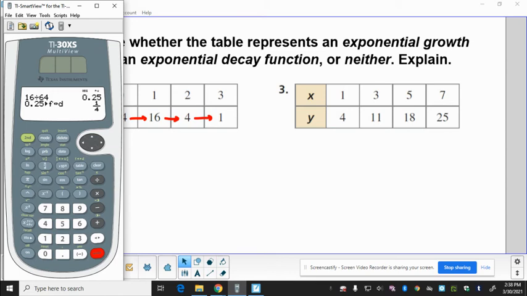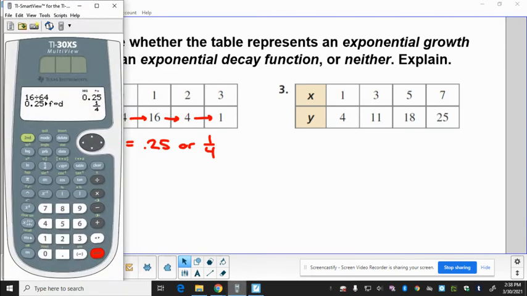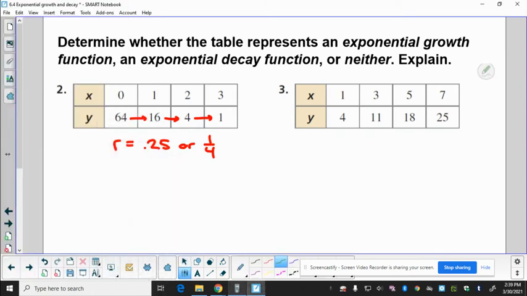Let's see if that works. So I'm thinking that the common ratio is 0.25 or 1/4. Is it? Let's test it. Let's see if I get all the numbers from that table. So I'm going to put the first number in, press equals, and then begin the pattern. Multiply it by 0.25 or 1/4. Do I get 16? Do I get 4? Do I get 1? I sure do. So yes, this is exponential growth. I'm sorry, yes, but it's decay. It is an exponential function. It's decay.